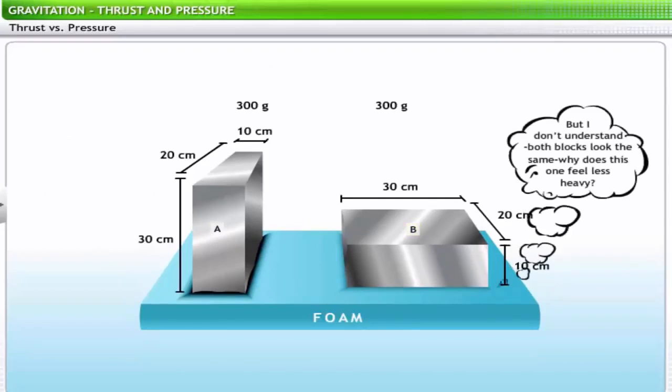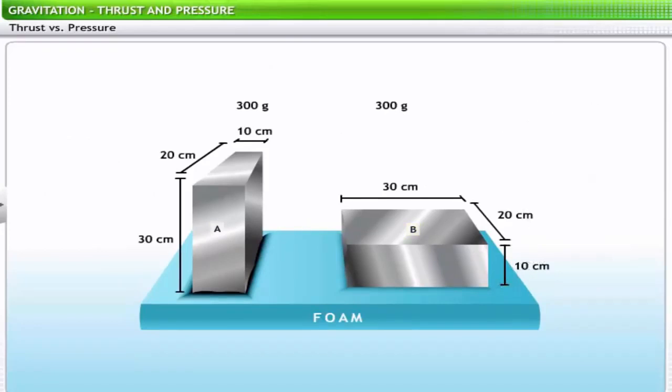Now let's compare the compression of the foam where blocks A and B are placed. The foam shows more compression where the metal block A is positioned vertically. Considering that both the blocks have the same length, breadth, height, and weight, why do you think we see this difference in the compression of foam? This difference can be attributed to the difference in pressure exerted by each block. Block A was placed vertically over the sheet of foam, while block B was placed horizontally.